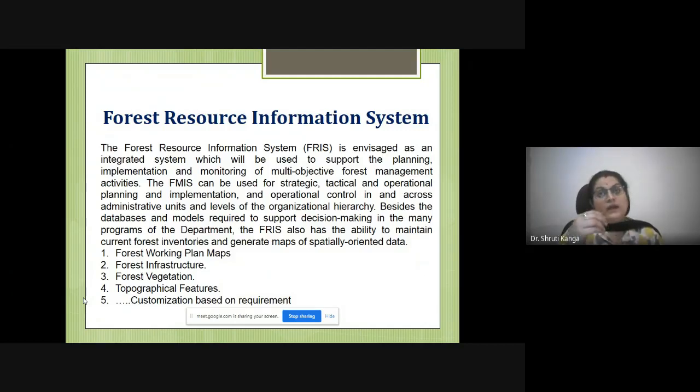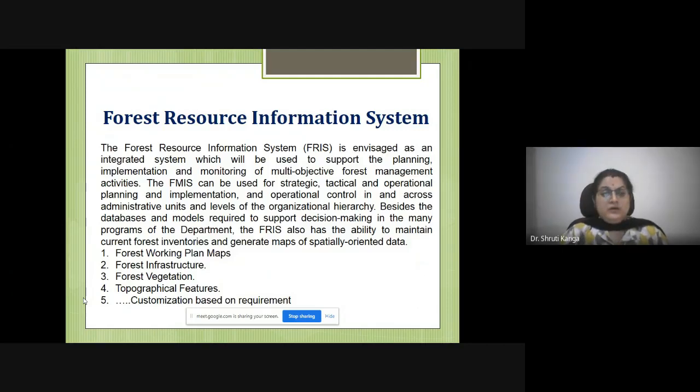There also we have different ministers, different levels of politicians who are also into the levels where we need to go for different legal and planning for different management activities related to the development of these forest resources. So these kinds of systems, they help in those kinds of activities beside the database and the models required to support the decision making in many programs of the department.